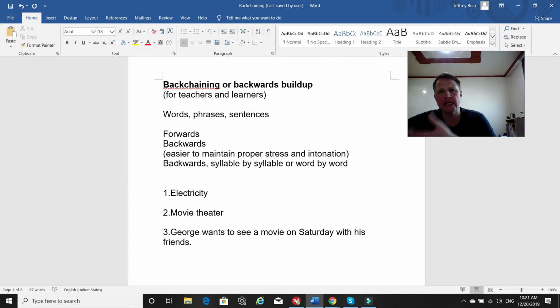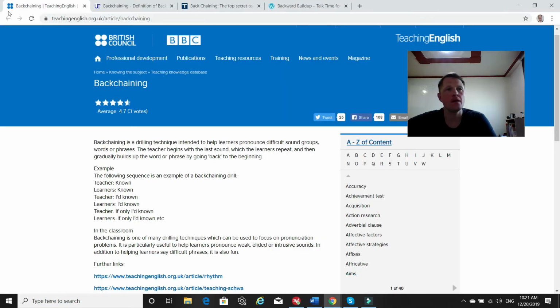the stress isn't necessarily accurate when you do so. So the purpose of backchaining or backwards buildup is to help learners practice pronunciation with proper stress and intonation. So if you look here, there's some information on backchaining on the British Council site. It says it's a drilling technique intended to help learners pronounce difficult sound groups, words, or phrases. Okay, and you can read the rest on your own.